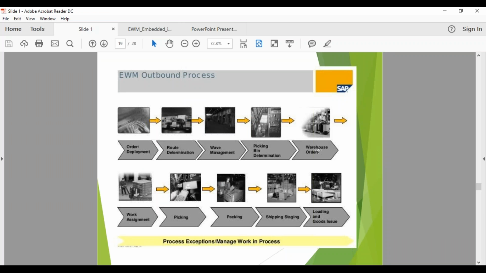That is done through the warehouse orders. A warehouse order is what reaches the person who is doing the picking. The picker will have the warehouse order, and the warehouse order will have the source bin, that is, from where to pick the part or material, and then where to place it, that is the shipping area. Through the warehouse order itself the work assignment will be happening.